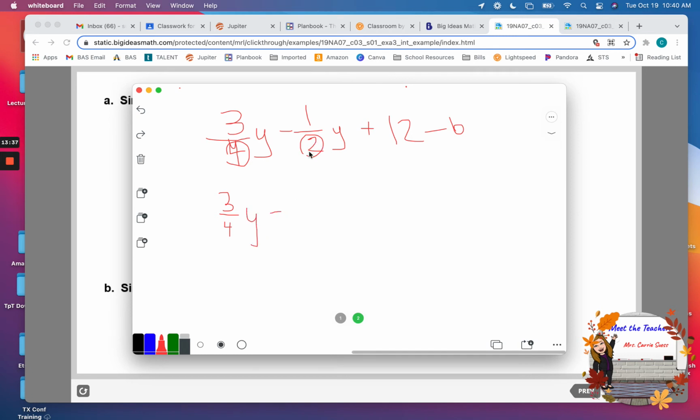Minus, okay, what times 2 gives me 4? 2, so that makes 4 on the bottom. 2 times 1 is 2. And then y. So now I can say 3/4 minus 2/4. What is 3 minus 2? 1. The bottom just stays the same when you're doing subtraction. The denominator. And then y. So now I do this half. What is positive 12 minus 6? 6. So then I just say plus 6.